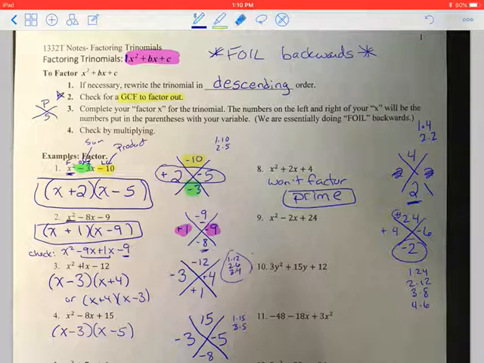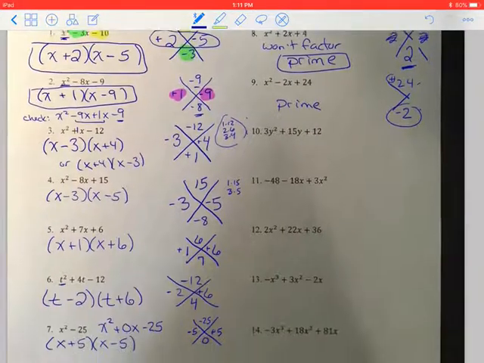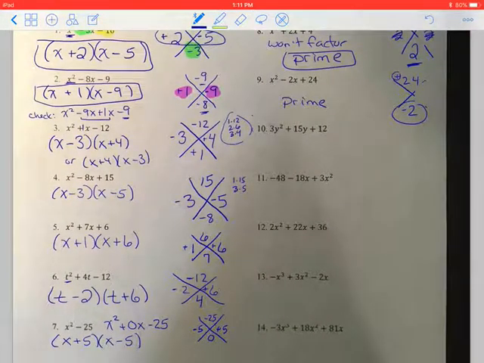So we get ones that get close, but we can't get the right sign combinations. So in this case, we've got another one that doesn't work. So this one's a little trickier, but this one is also prime. All right, now if we look at 10, these last examples are a little bit different. You'll notice that we have a 3 in front of our squared term and that we have numbers that are all divisible by 3. So what we want to do is take out the GCF first.